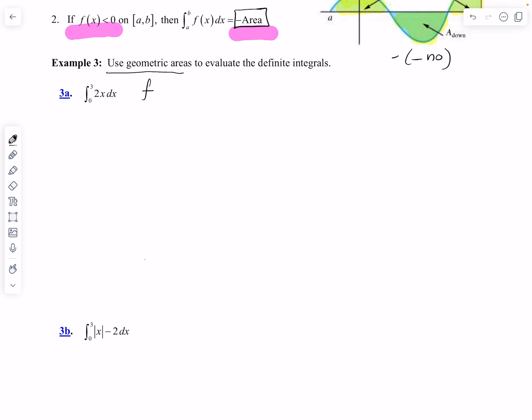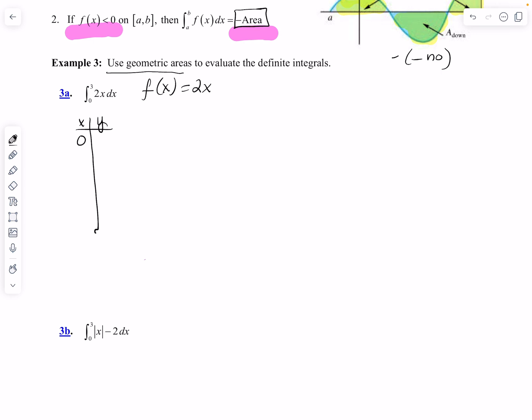So my function is 2x. And I'm going to make a chart, X and then my Y value, okay? Because I want to draw this out. I know it's a line, but I'm just going to humor you guys.